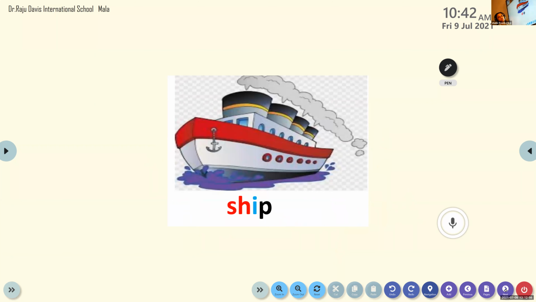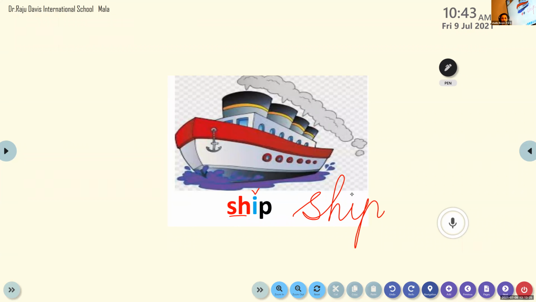A similar word: ship. SH has a combined sound. It has only one vowel in it, so it is a one syllable word. We have to sound it out through its individual sounds. As I told you, ma'am has given the same color for SH, so SH is a combined sound. I has the sound of E and P has the sound of P. So it is ship. Clear to all of you?